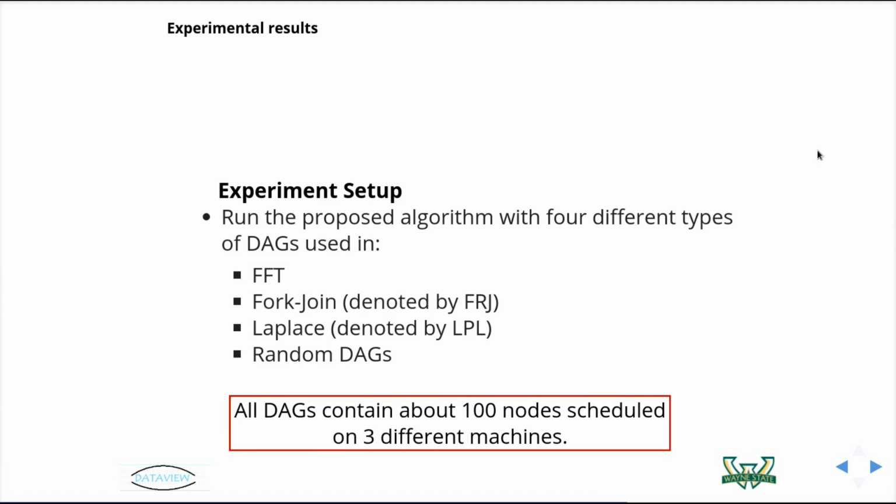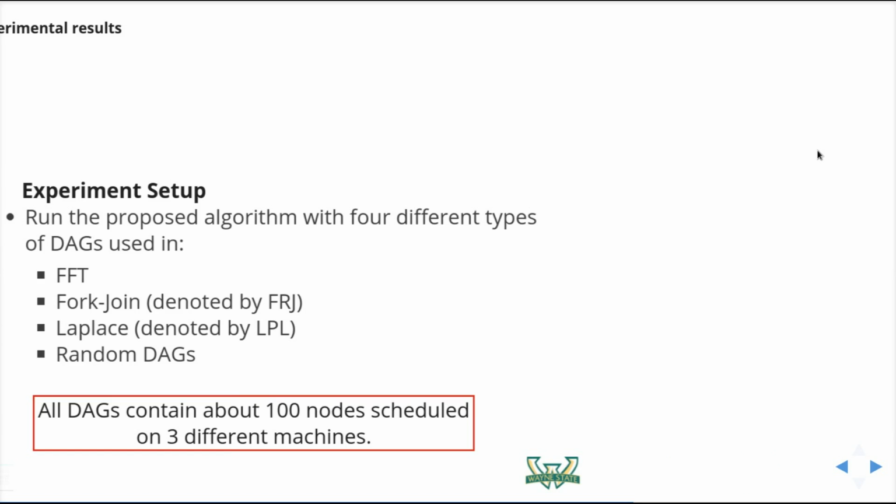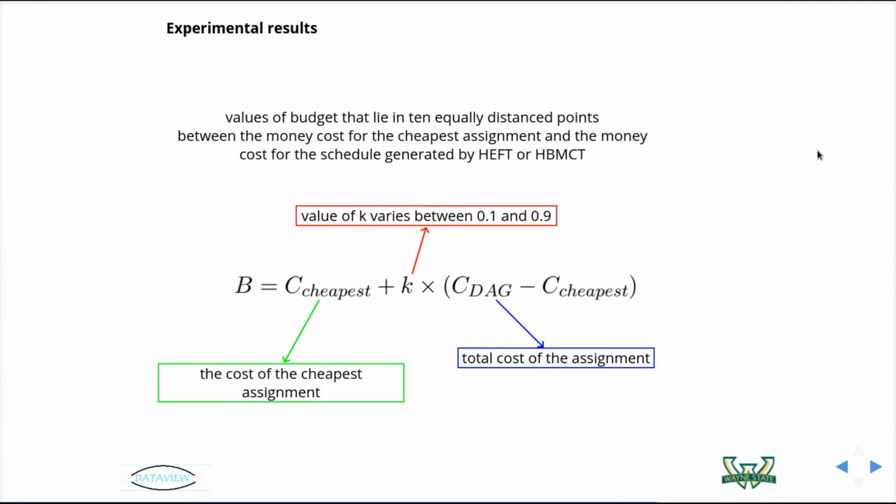In order to evaluate each version of both approaches, this algorithm was run with 4 different types of DAGs: FFT, fork join, Laplace, and random DAGs. All DAGs contain about 100 nodes, and they were scheduled on 3 different machines. They ran the algorithm 100 times for each type of DAG and considered the average value as the result.